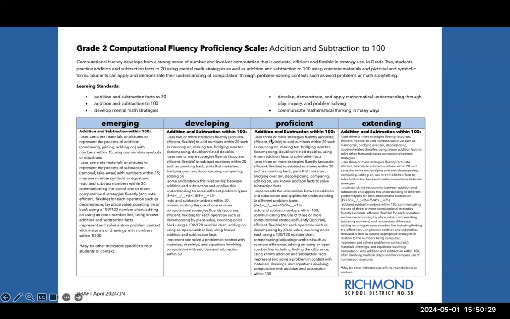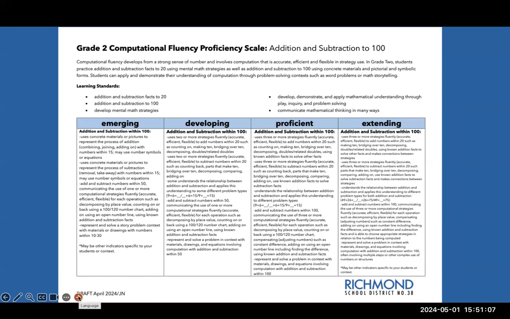You can see sometimes we've numbered, like uses 3 or more strategies, and then it lists the strategies to look for. Strategies also increase in complexity. So some of the more complex strategies are not included in emerging and developing. But again, 2 or more for developing, 3 or more for proficient, and then 3 or more for extending, including being able to make connections between those strategies. And then this extends to or develops further to addition and subtraction to 100 and being able to solve problems with numbers as well when we're adding and subtracting. So that's just an example of the proficiency scale.